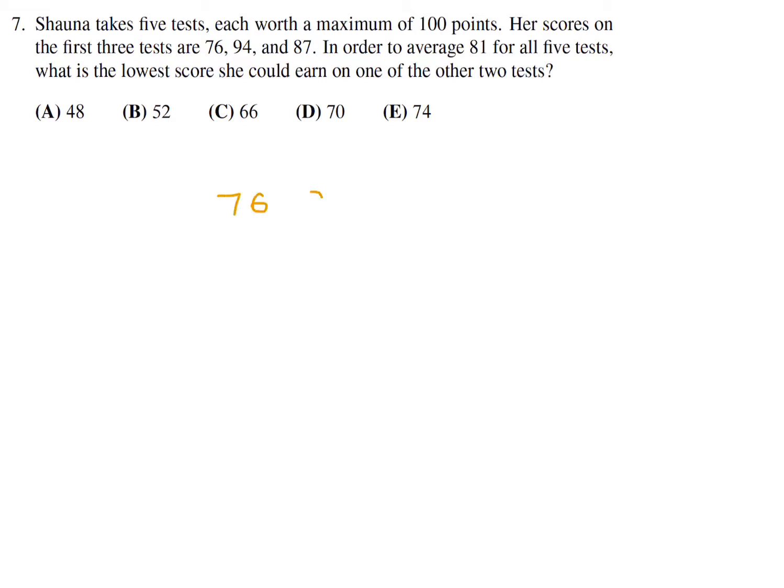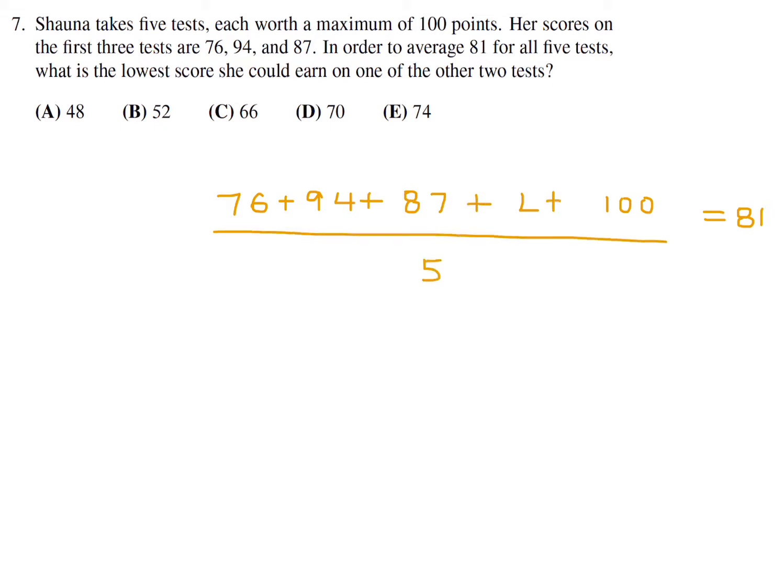So we have 76, 94, and 87, and we have the lowest score, we'll call that L, and then the highest we'll call 100, because that's the maximum. And if I set one to the maximum, I can get the other one to a minimum. And the average is 81. So I get the average, of course, by adding them all and then dividing everything by 5. So when you do this math, you get 357 plus x is equal to 405. And solving for x, you get x equal to 48. So number 7, the answer is A.